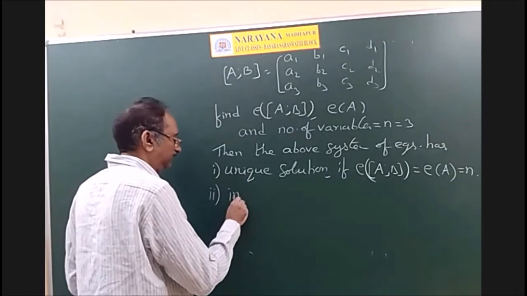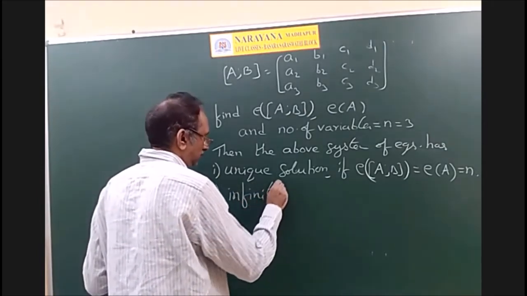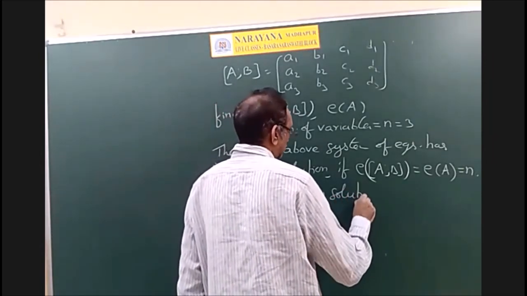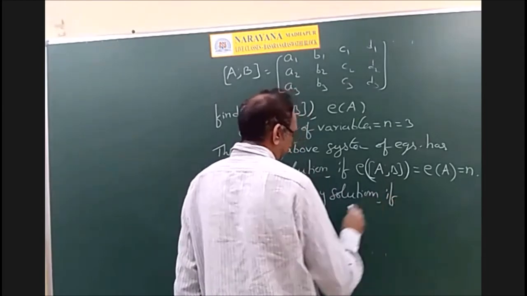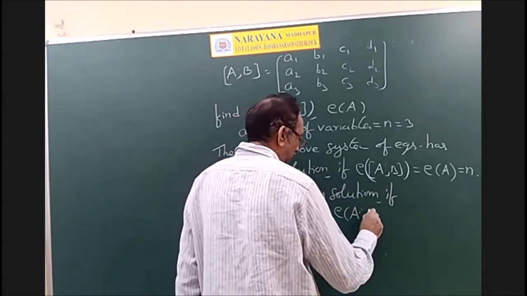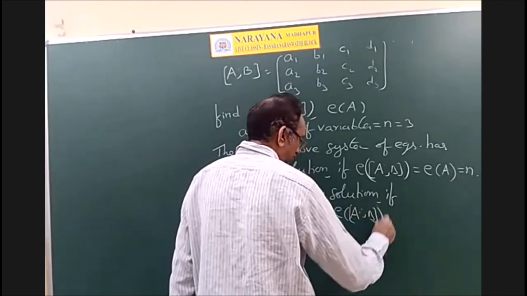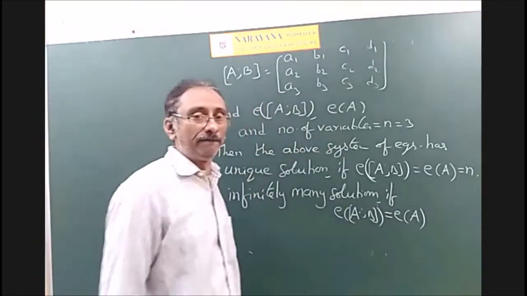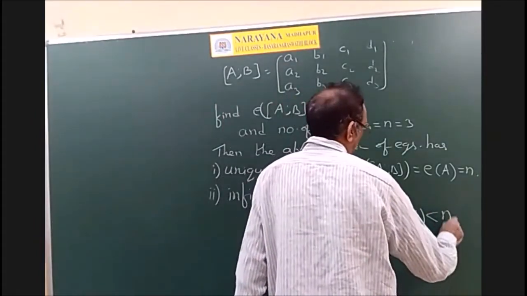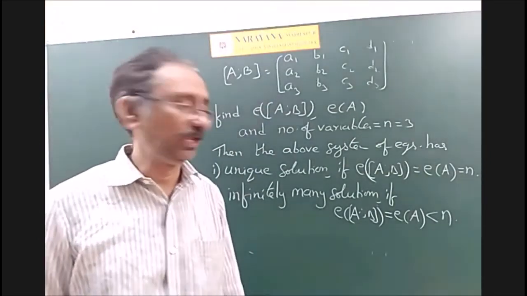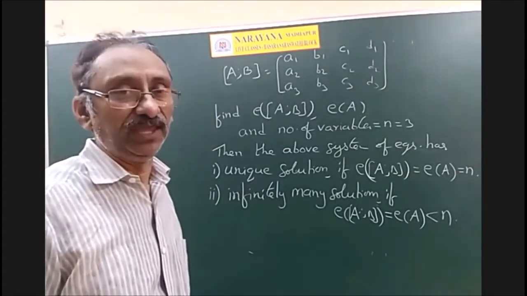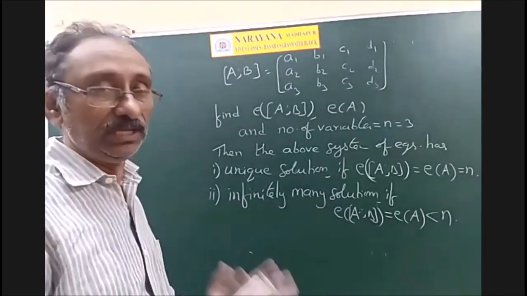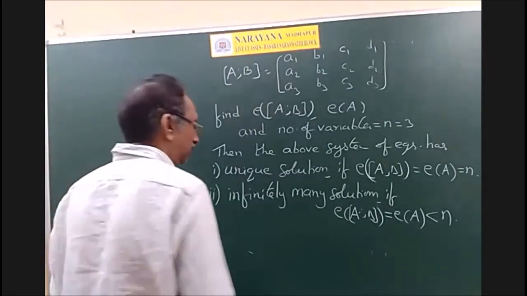And next one, infinitely many solutions. If the rank of AB is equal to the rank of A, no doubt, but less than the number of variables. Here the number of variables is 3. So the rank of AB is equal to the rank of A, but less than 3. That means both ranks may be equal to 2 or both ranks may be equal to 1, but should be less than the number of variables.